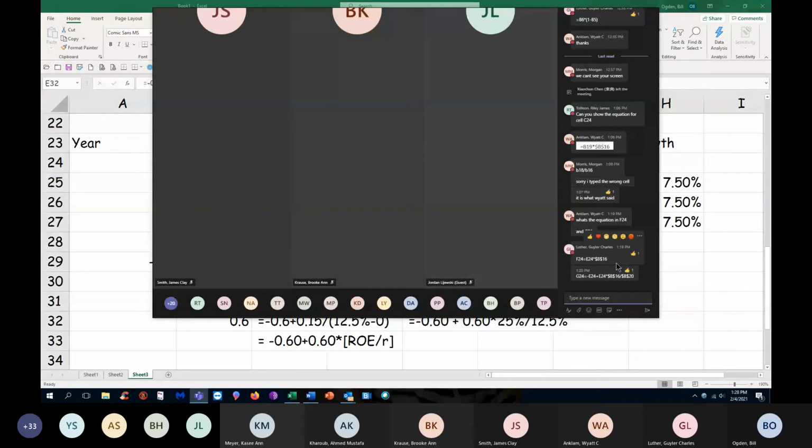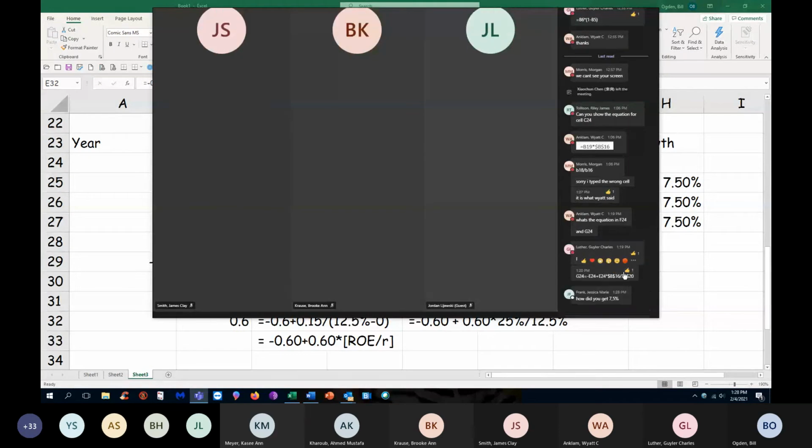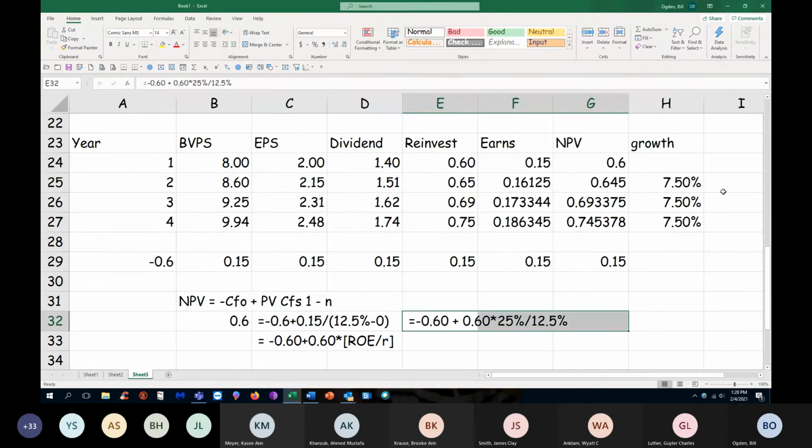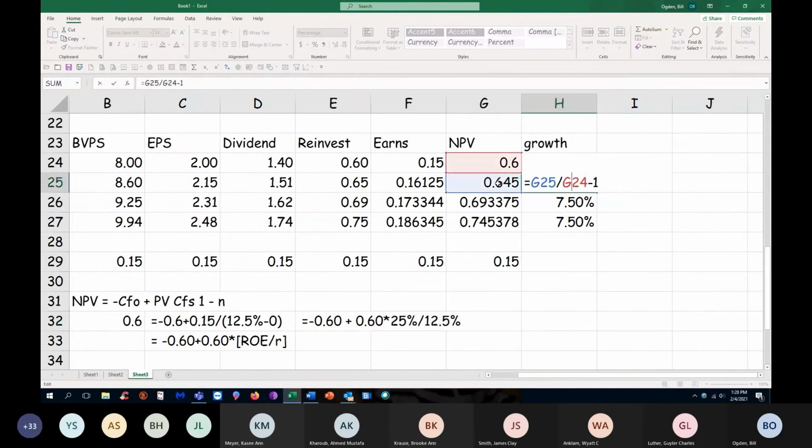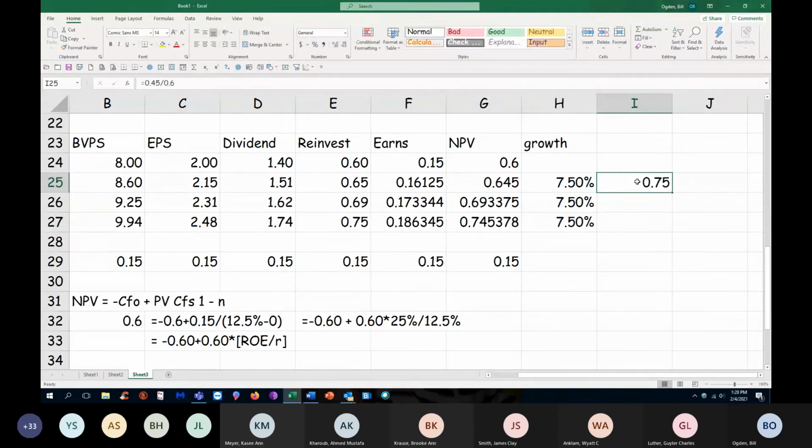Okay, and how else are we doing? Okay, so I think we're okay. How did you get 7.5%? Okay, we'll do that again. 7.5% is the ending value divided by the beginning value minus 1. So it's just a simple growth rate. You could also see, I started out at 60 cents. I've gained 45. I could also say plus 0.45 divided by 60 cents. Right? I'll get the same thing.